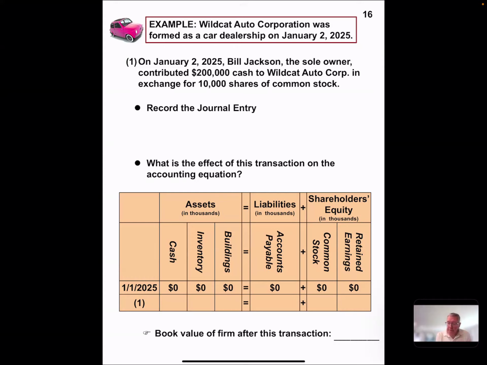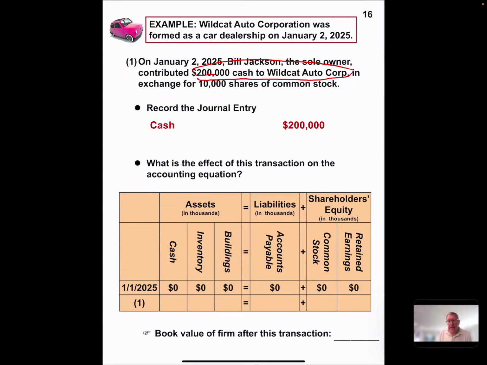So this is certainly an event that affects Wildcat Auto. So that means it's a transaction, needs to be recorded. So to record this, again, I always look for cash. Fortunately, there's cash here. So $200,000 cash is going to Wildcat Auto, which means cash is going up. How do we record an increase in cash? If we were together, this would be a great time to start calling on people. I'd ask people, what would you do? Hopefully somebody would answer correctly. You would have to debit cash $200,000.